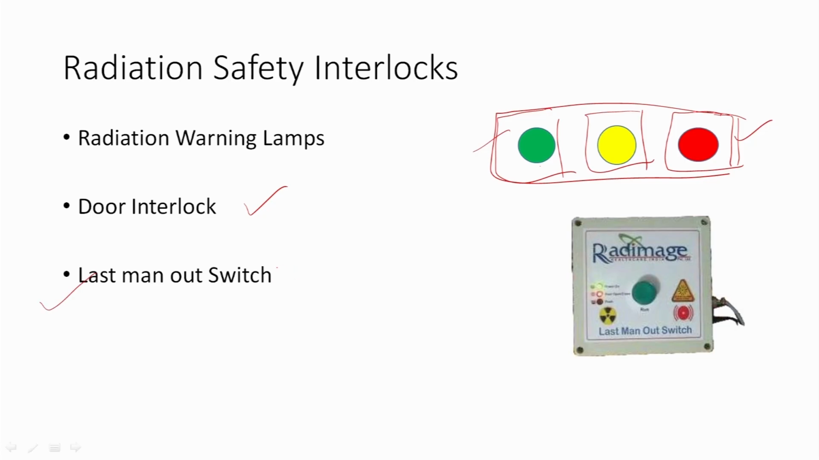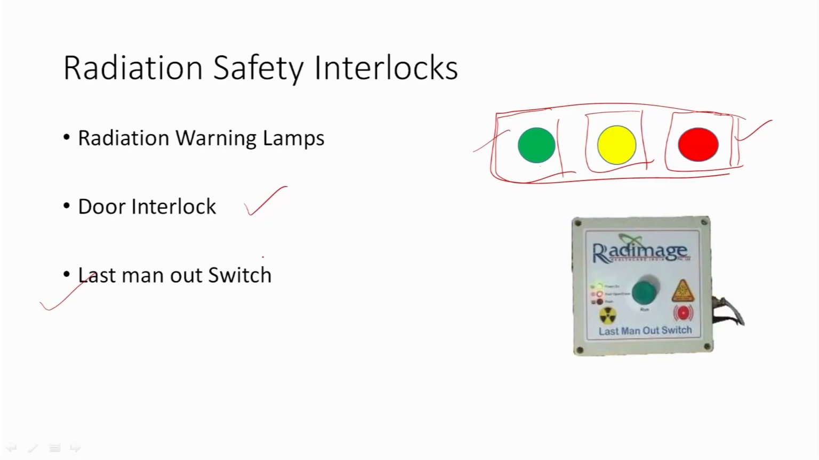This is an additional safety measure which the Atomic Energy Regulatory Board accepted in 2017. Some accidents have happened in which the last man who has to come out of the bunker, before he comes out, the person at the console started to deliver the beam. He has just closed the door, and he forgot that the second person is still in the bunker, and switched on the beam. So such accidents happen in which a person gets exposed to radiation. To avoid such situations, or to prevent such an accident, AERB introduced a last man out switch.